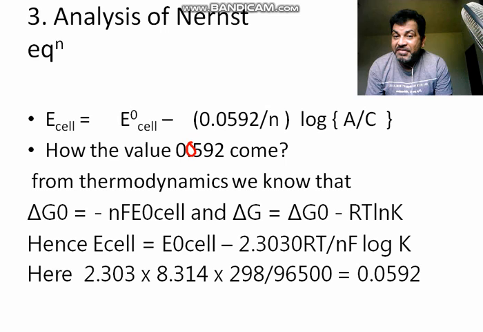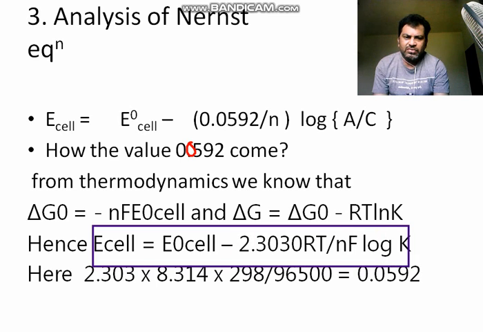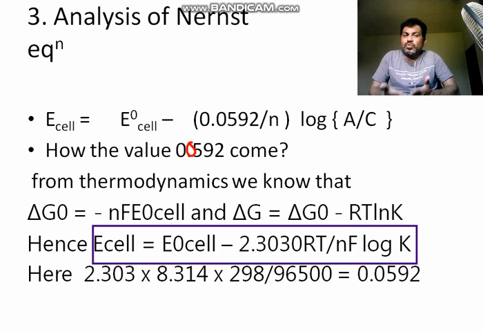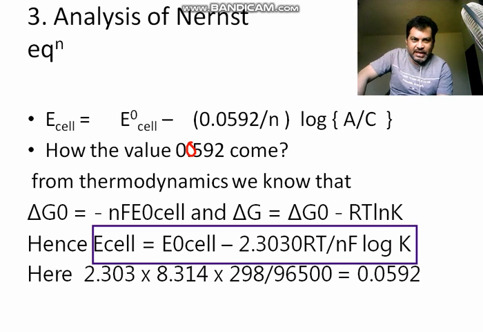So now in 11th standard we studied in thermodynamics that delta G degree is equal to minus nF E degree cell. That is our study in 11th standard. Also you know about delta G is equal to delta G degree minus RT ln K. That was also our previous knowledge. In the previous video we have talked about this. Also we have developed this relation that E cell is equal to E degree cell minus 2.303 RT by nF log K. Now where did 2.303 come from?